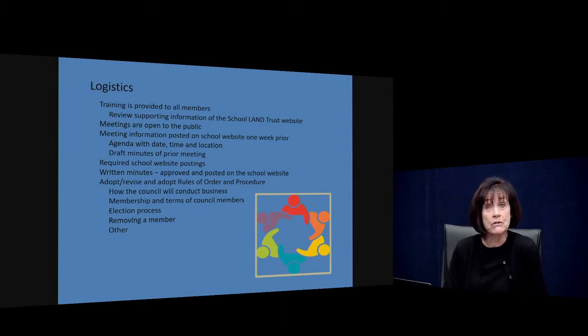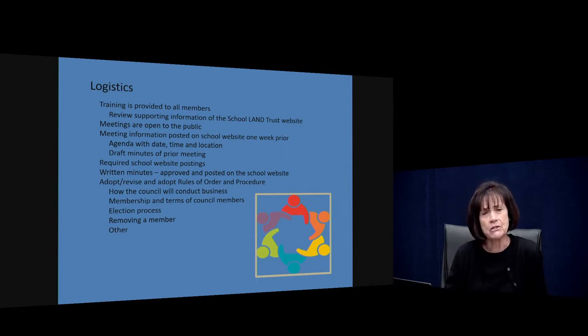The final logistical piece is about rules of order and procedure. Every council is supposed to have rules of order and procedure that help them decide how to conduct meetings and how to hold elections. It should include how many members of the council are serving terms that begin in an even year and how many are serving terms that begin in an odd year, so that when you prepare for elections, you understand which positions are up for election.